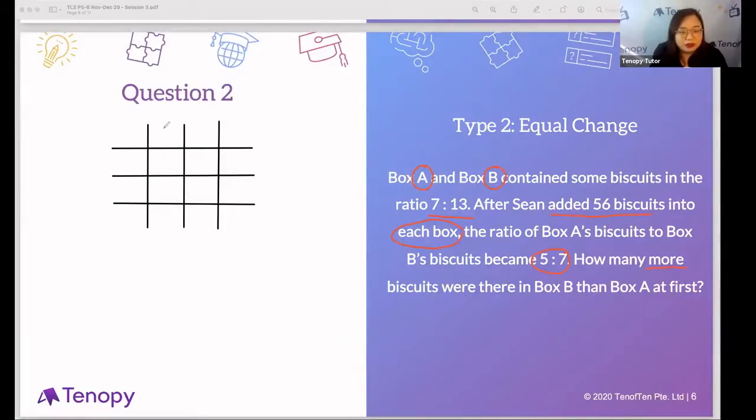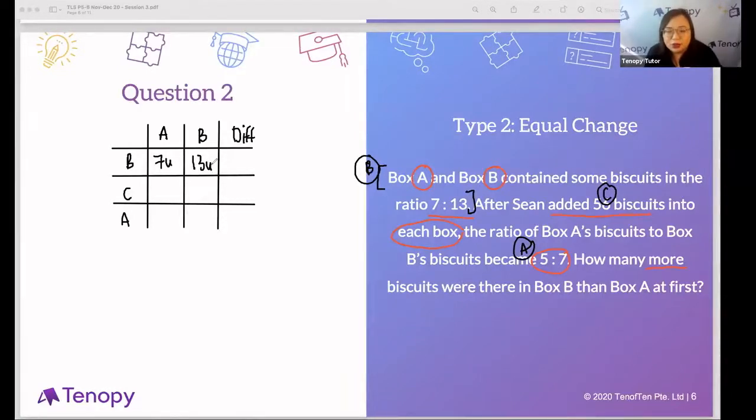So this will be box A, box B, difference, before, change, after. Now, first statement is always referring to your before. Added in something is the change, and what you end up with is your after. So we just put in the units, 7, 13. What's my difference? What is the difference between 7 units and 13 units?